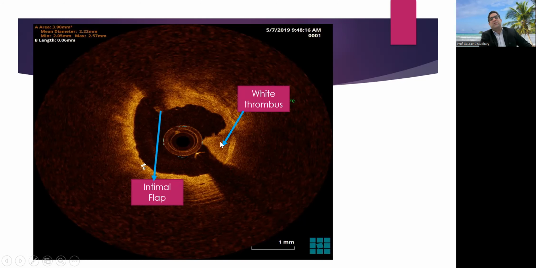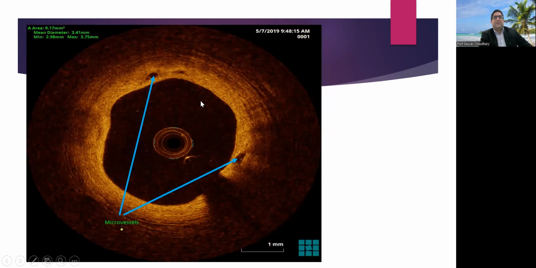It is mainly a white thrombus, and there is some flap at 11 o'clock that might have precipitated this. And a bit distal to that, we could see a lacunar, signal-poor structure, which is circular. So it is mainly intimal vessels. So the plaque atheroma has galled this vasa vasorum.